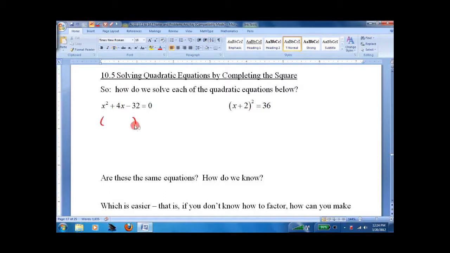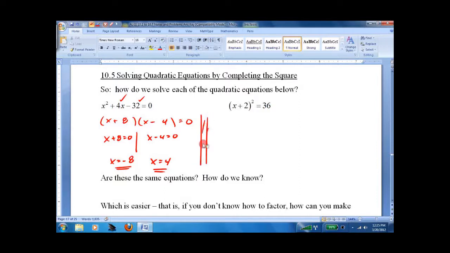Well, this one's factoring. X plus, X minus. Looks like 8 and 4. 8 times negative 4 is negative 32. 8 minus 4 is positive 4. Break it in 2. X equals negative 8. X equals 4.